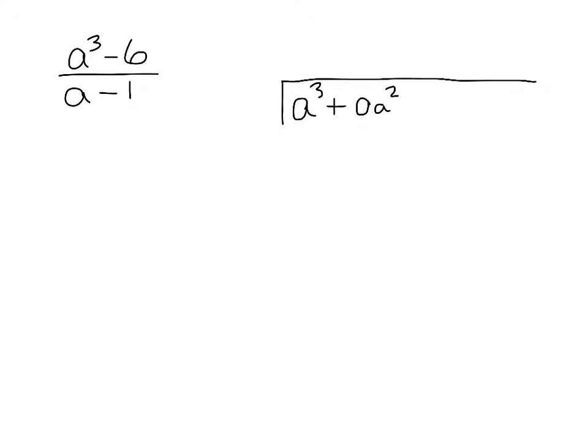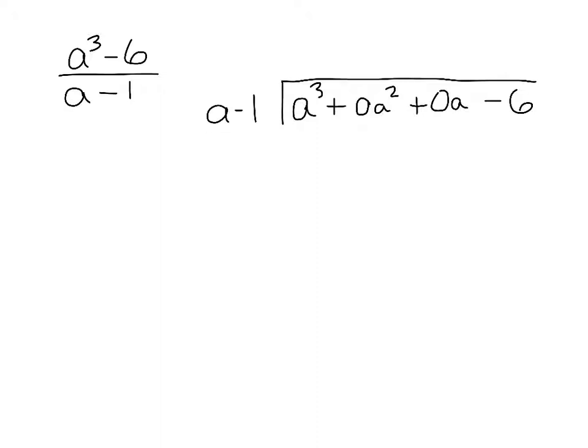I don't have an a term. I have to have a power all the way down. So I don't have an a term, so I'm going to add a plus 0a. And then finally I have my minus 6. Out here is my divisor, a minus 1.